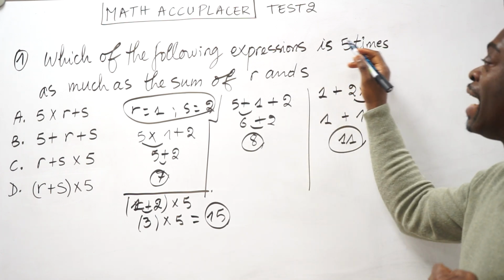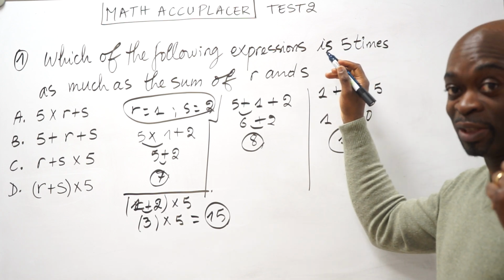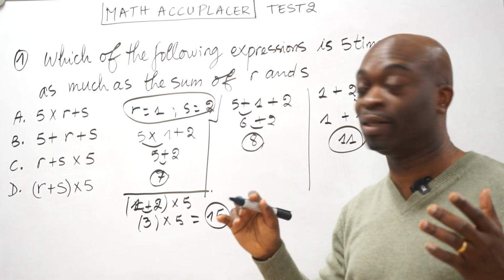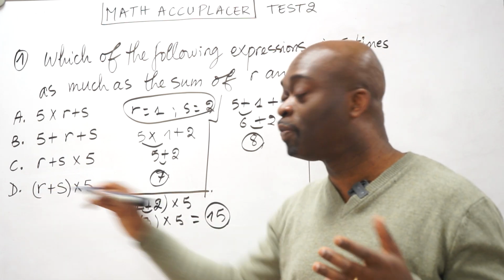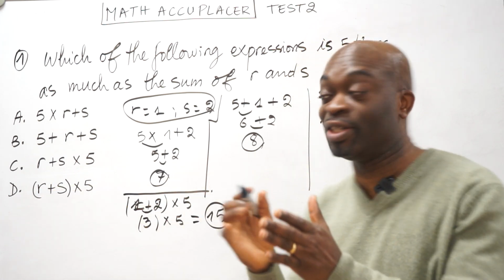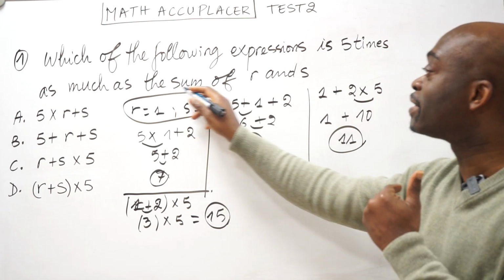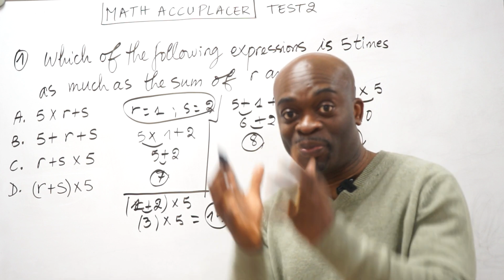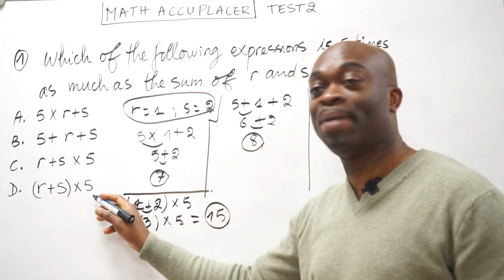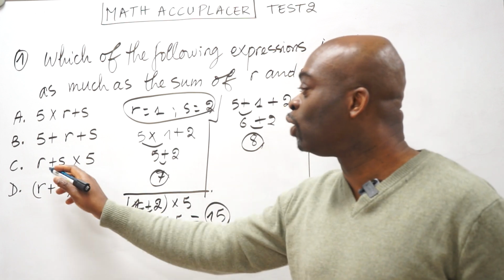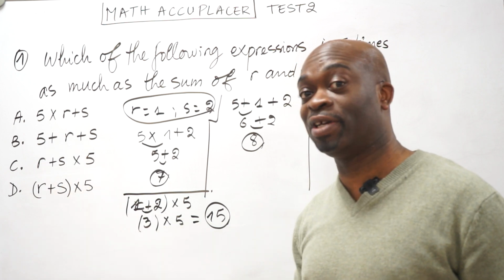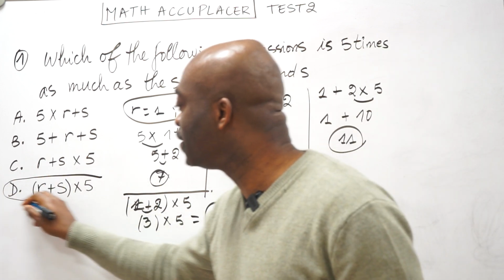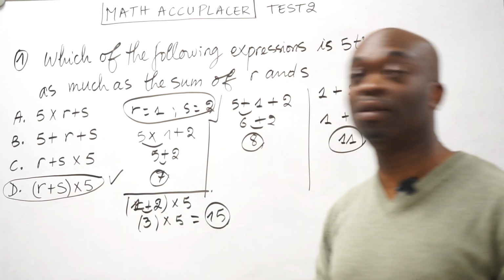We're talking about 5 times, so there has to be a multiplication somewhere. 5 times the sum of R and S. As you can see, we put R plus S in parentheses, so that is talking to us about the sum of R and S. That is in parentheses, so we put that separately and then multiply by 5. That looks like this one, but this one does not have parentheses, so we cannot apply that. So definitely D is your final answer.